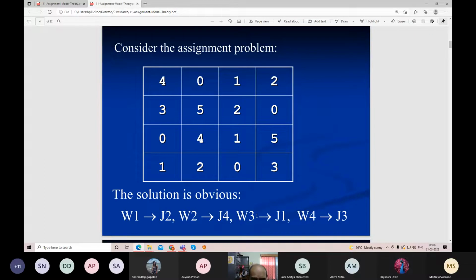See, this is a simple problem. It looks as if the solution is already given and we are only assigning. So the assignment cost is equal to 0. With respect to W1 to job 2, our variable x12 is equal to 1. W2 to J4, that is x24 equal to 1. W3 to J1, that is x31 equal to 1. Then W4 to J3, x43 equal to 1.